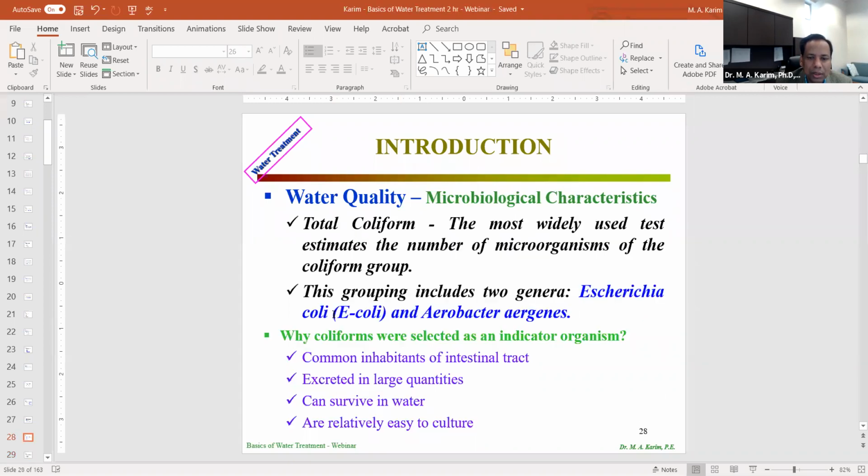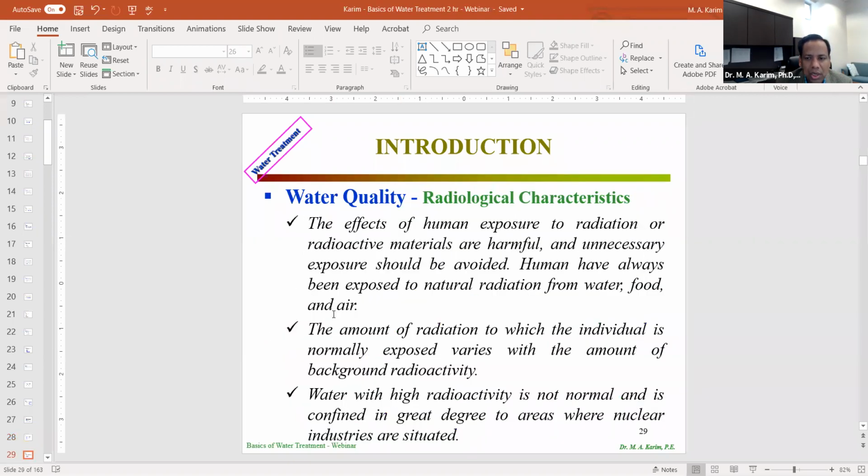The next one, or the last characteristics, is the radiological characteristics. The effects of human exposure to radiation or radioactive material are harmful, and unnecessary exposure should be avoided. Humans have always been exposed to natural radiation from water, food, and air. The amount of radiation to which the individual is normally exposed varies with the amount of background radioactivity. So water with high radioactivity is not normal and is confined in great degree to areas where nuclear industries are situated.